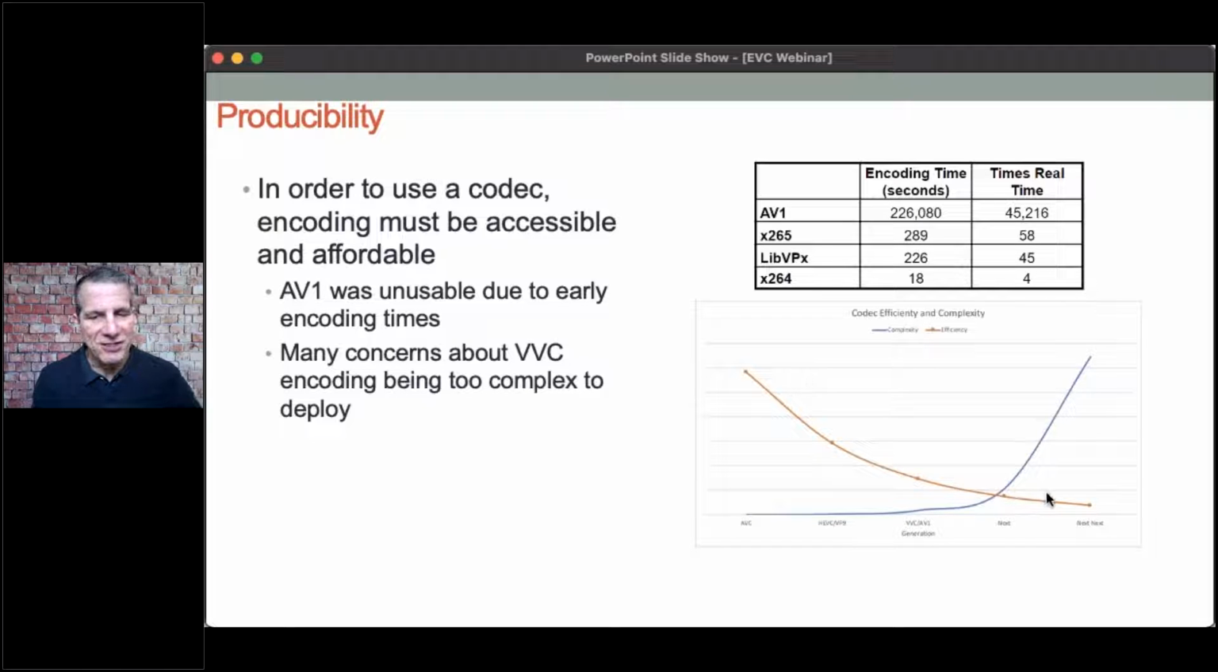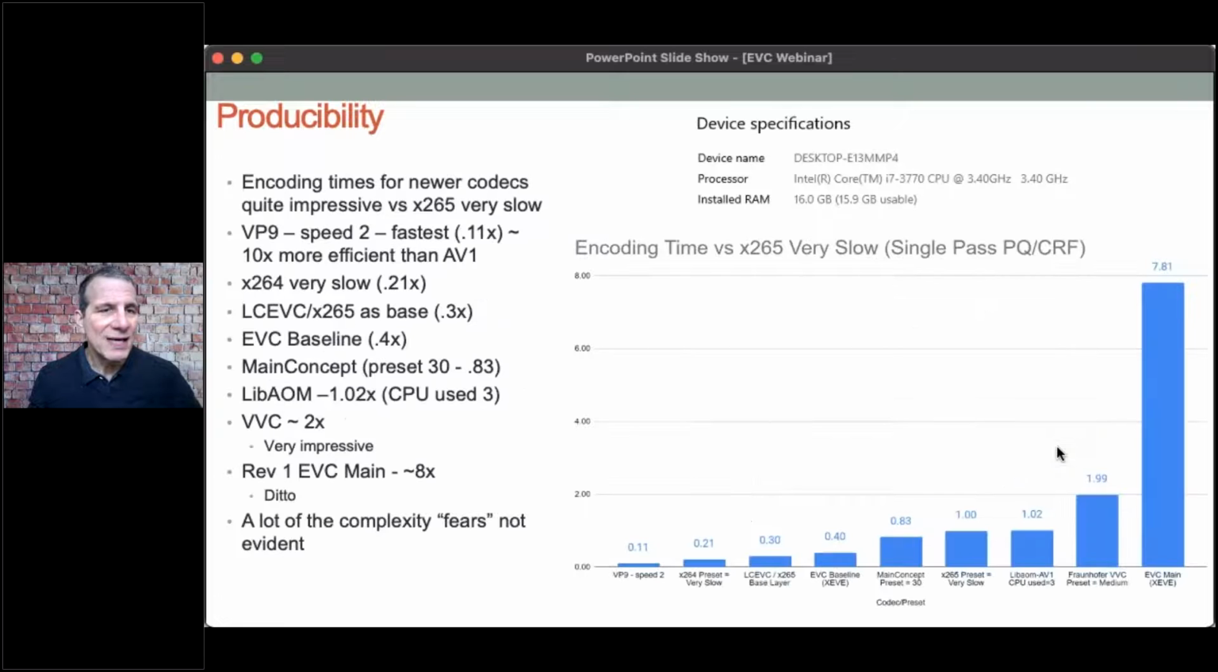show how efficiency was kind of narrowing, was kind of reaching non-incremental benefits, but complexity was getting very, very much more advanced. So what did I see? This is encoding time versus x265. Here's the platform I use for all encoding and all playback tests. And again, this is compared to x265. So VP9 was the fastest, and VP9 was 10x more efficient than AV1. We'll see why that's important in a moment.